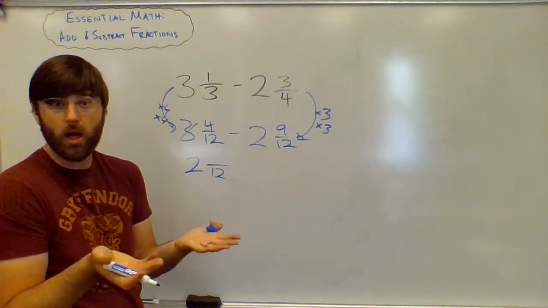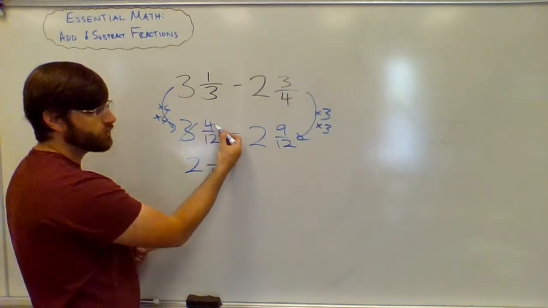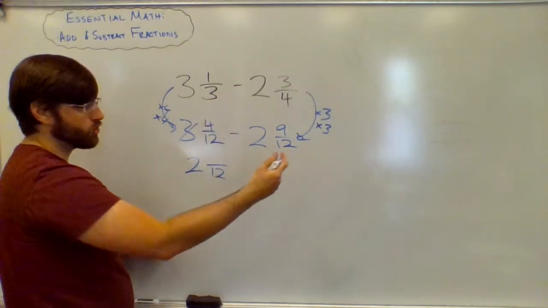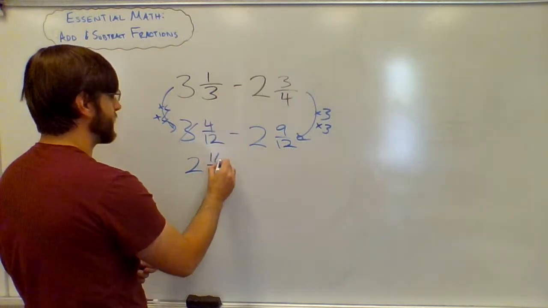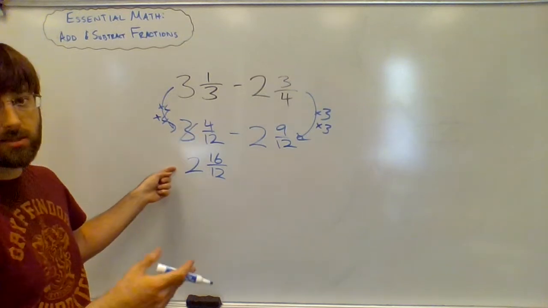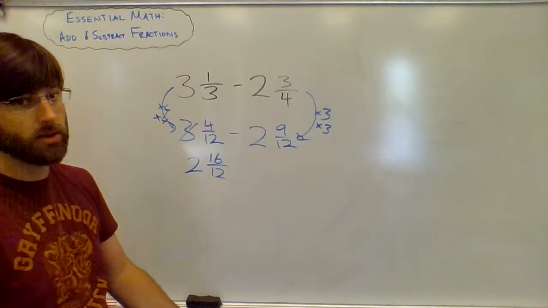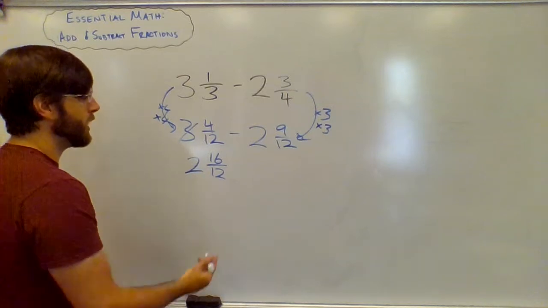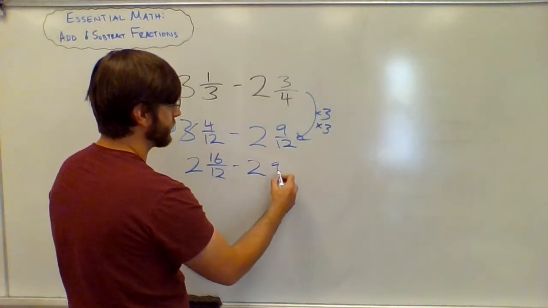And now I have 12 more 12ths of a cake. So I've got these 4/12 of a cake and another 12/12 of a cake. That's 16/12 of a cake. So 3 and 4/12 is the same amount as 2 and 16/12, which you can draw with a picture too. Now I'm ready to subtract these numbers.